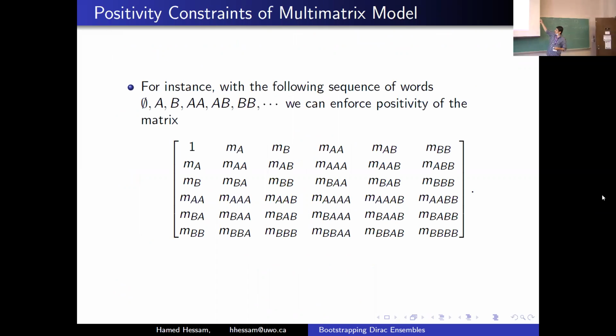So for instance, taking the empty word, AB, AA, AB, if you write the basis over there and find the matrix of that quadratic form in that basis, you will get the following matrix. So this matrix should be positive. Also, MAB is 0, even if there's an odd number of A's.